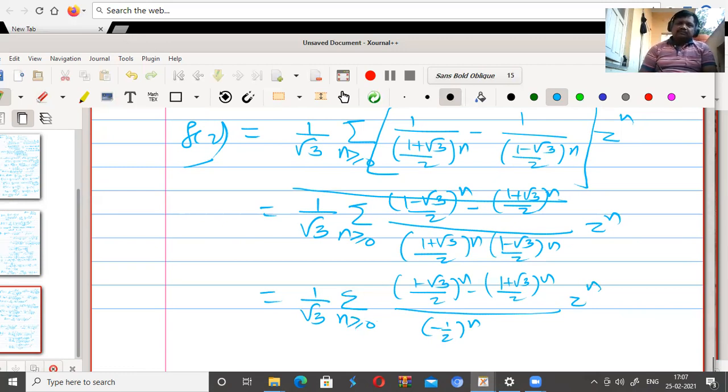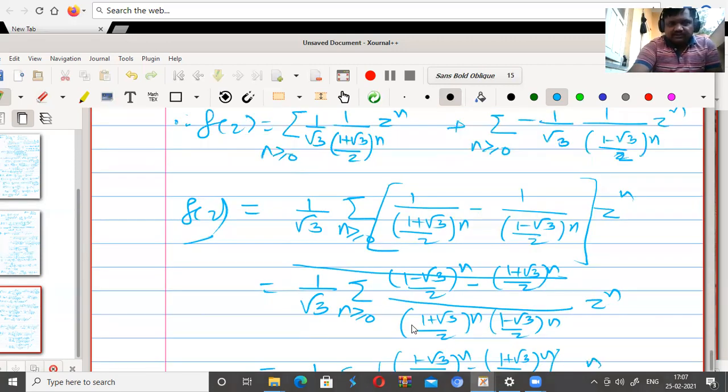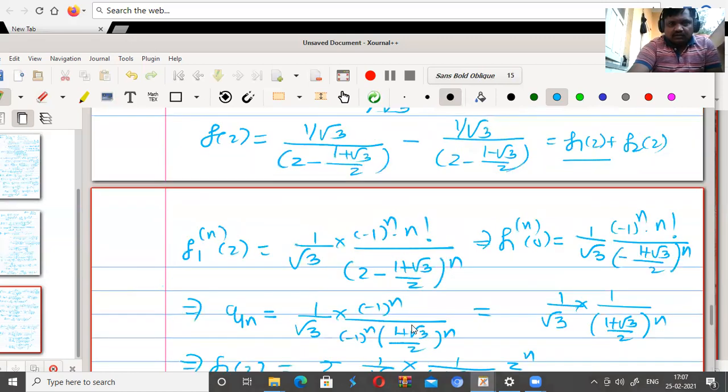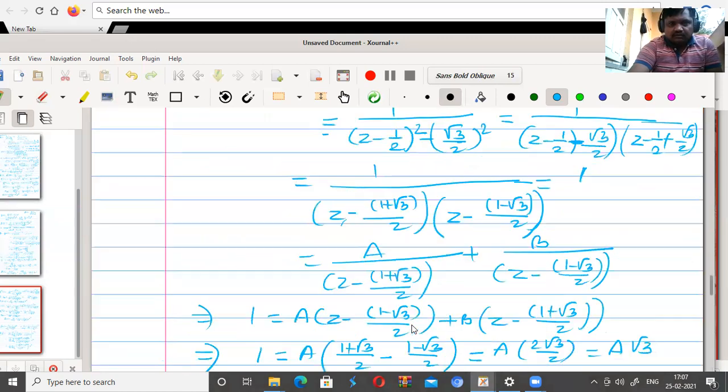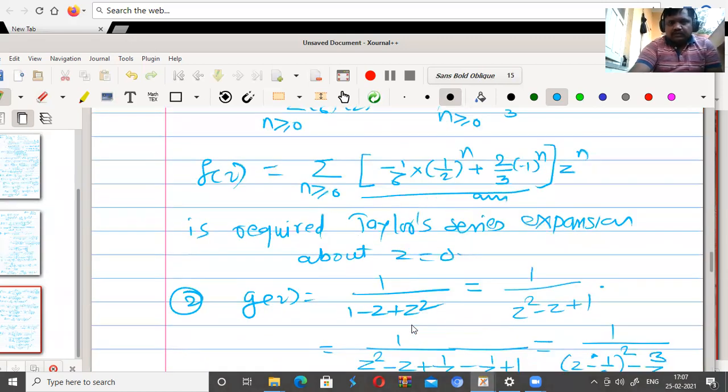So this is also the power series, the Taylor series expansion, of that f of z. What f of z have we taken? f of z was this one, 1 upon 1 minus z plus z square. So in this way, we can find the Taylor series expansion about z equal to any point.